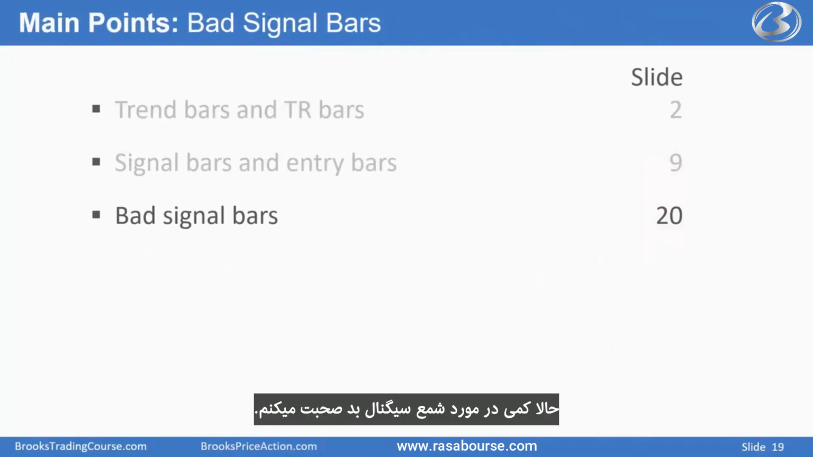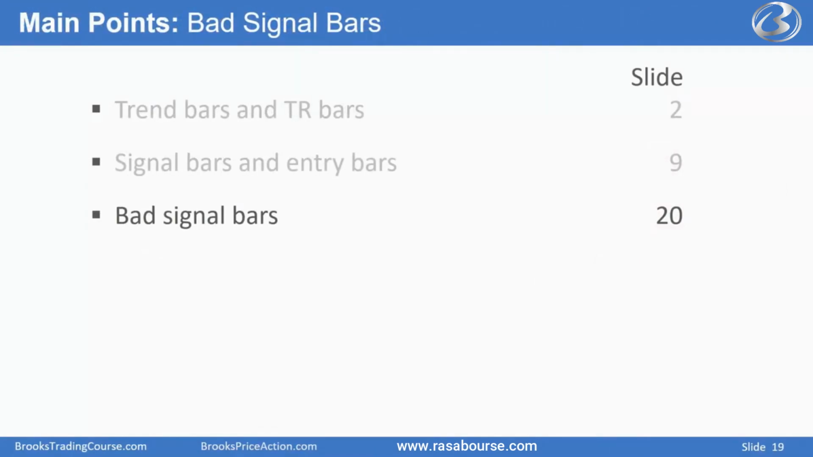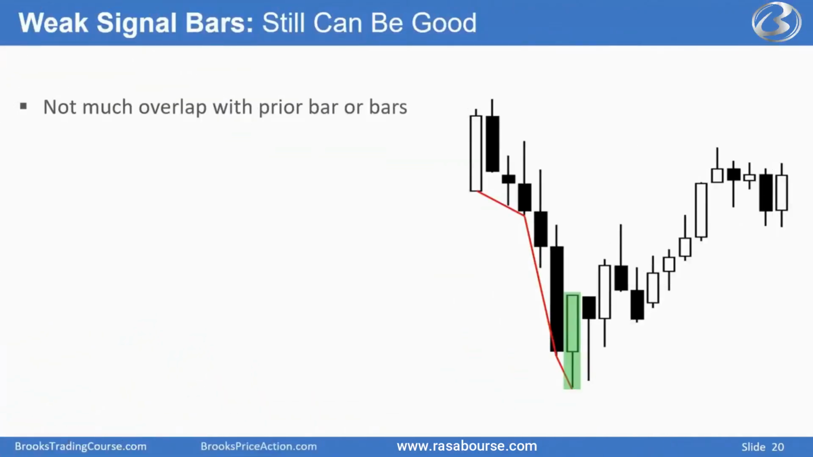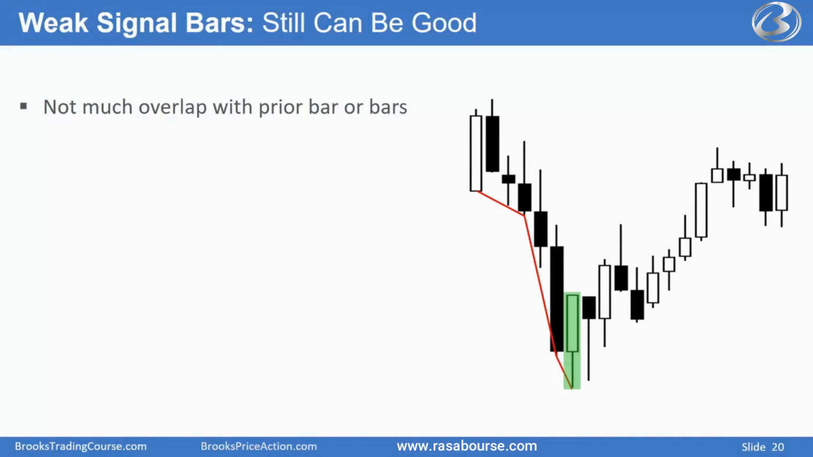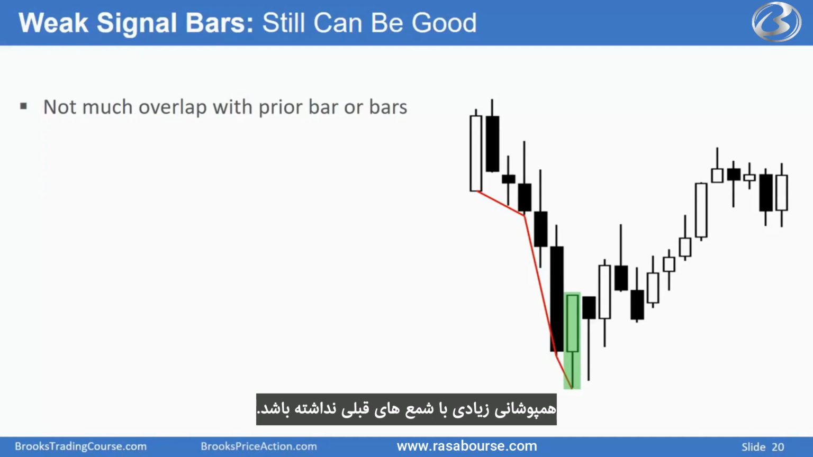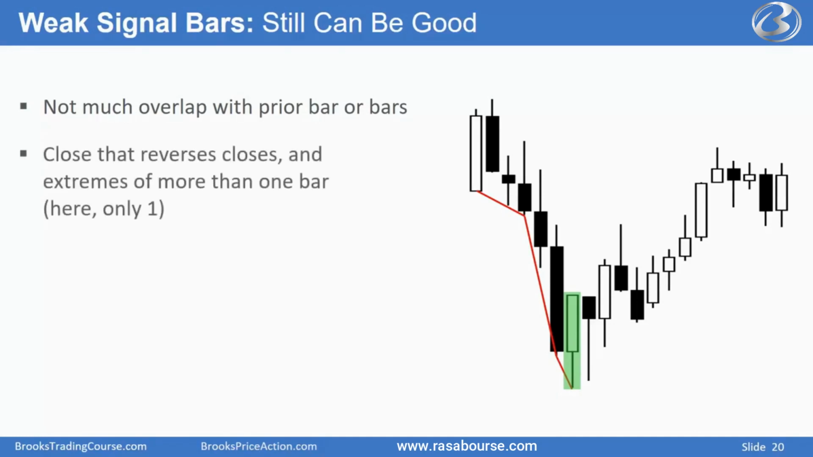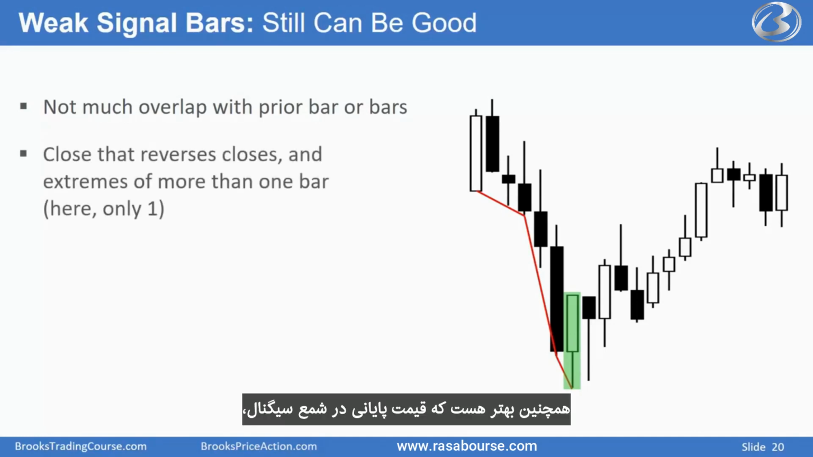And now I want to talk a little bit about bad signal bars. A weak signal bar can still be good. It can still lead to a good trade. Ideally, you don't want to see too much overlap with the prior bar or bars. Ideally, you'd like to also see a close that reverses several other closes. In other words, if you're looking to buy, you would like the signal bar high to be above certainly the close of the prior bar, but preferably above the close of several prior bars.